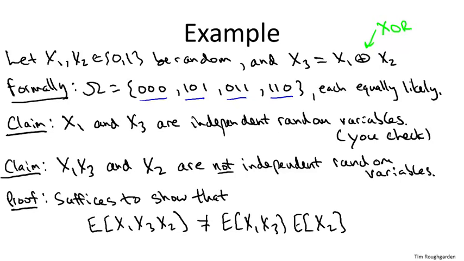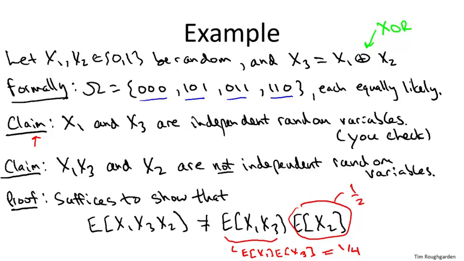How about the expected value of x1 times x3? Well, from the first claim, we know that x1 and x3 are independent random variables. Therefore, the expected value of their product is just the product of their expectations. This expectation is equal to the expected value of x1 times the expected value of x3. And again, x1 is equally likely to be 0 or 1, so its expected value is a half. x3 is equally likely to be 0 or 1, so its expected value is a half. So the product of their expectations is 1/4. So the right-hand side here is 1/8. 1/2 times a quarter, so that's an eighth.